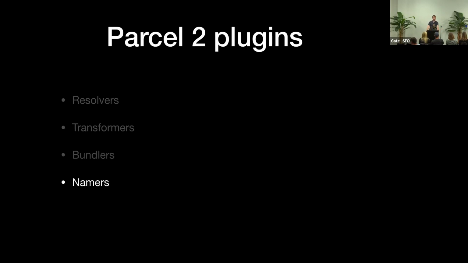Then there's namers. Namers are responsible for choosing the output file names of a bundle. The default one includes things like content hashed file names for long-term caching and some other things, but you can override it. So maybe you want to have some sort of directory for your static assets, or some other naming scheme, you can implement it.